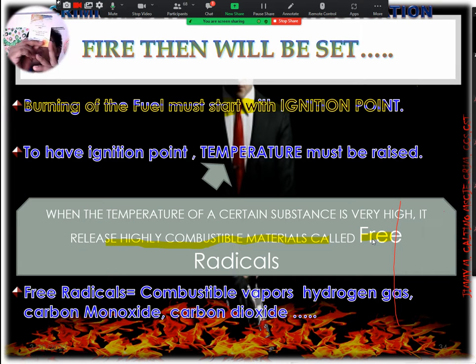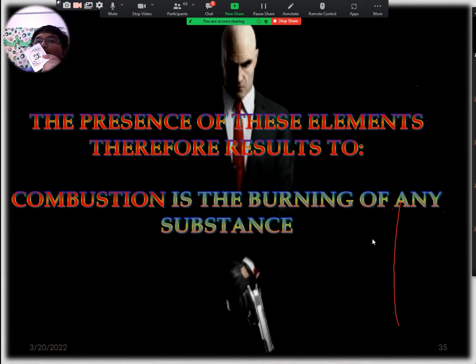Kasi pag naiinitan nito, itong bagay na gusto mong sunugin, magbubuo siya ng tinatawag niyong free radicals. So that if they will ask you during the board examination, if you try to ignite something, pag pinapainitan mo yan ng pinapainitan, what do you call the combustible materials? It is called as free radicals. Ngayon, itong free radicals na ito yung magkakaroon na ng reaction, siya na yung masusunog. Okay? So, pag meron na yan, combustion will be present. Magkakaroon na tayo ng combustion.